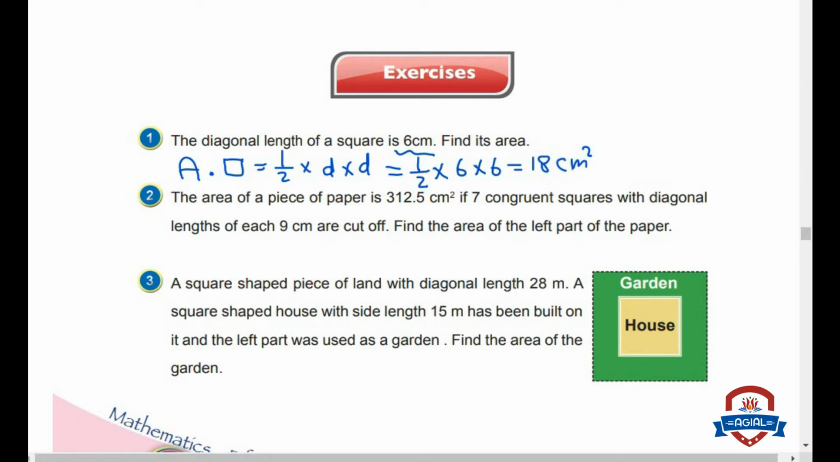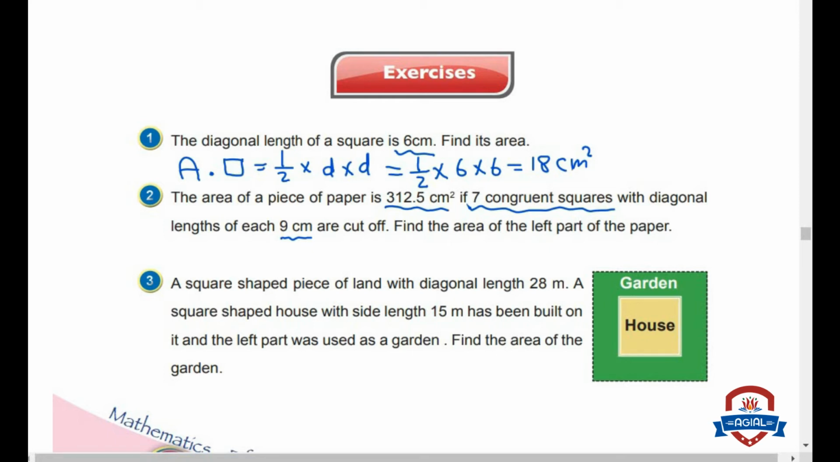And if we look at the second question, the area of a piece of paper is 312.5 square centimeters. If 7 congruent squares with a diagonal length of each 9 centimeters are cut off, find the area of the left part of the paper.